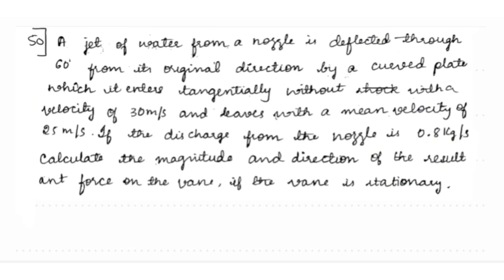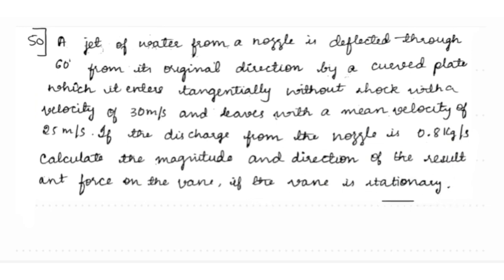A jet of water from a nozzle is deflected through 60° from its original direction by a curved plate which enters tangentially without shock with a velocity of 30 meter per second and leaves with a mean velocity of 25 meter per second. If the discharge from the nozzle is 0.8 kg per second, calculate magnitude and direction of resultant force on the vane if the vane is stationary.